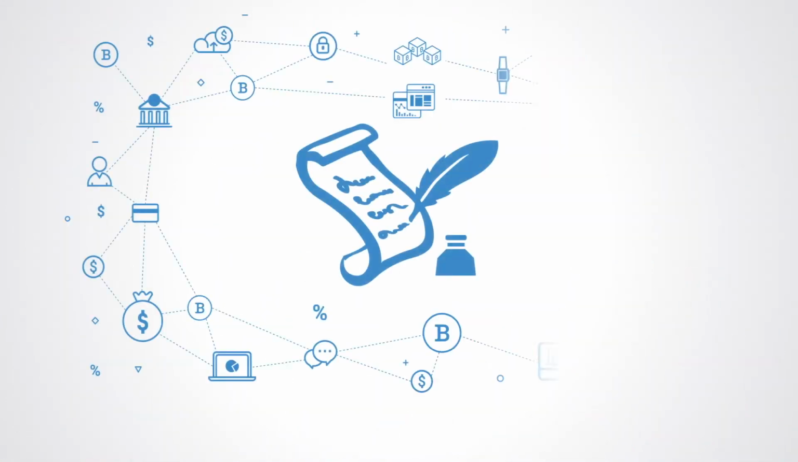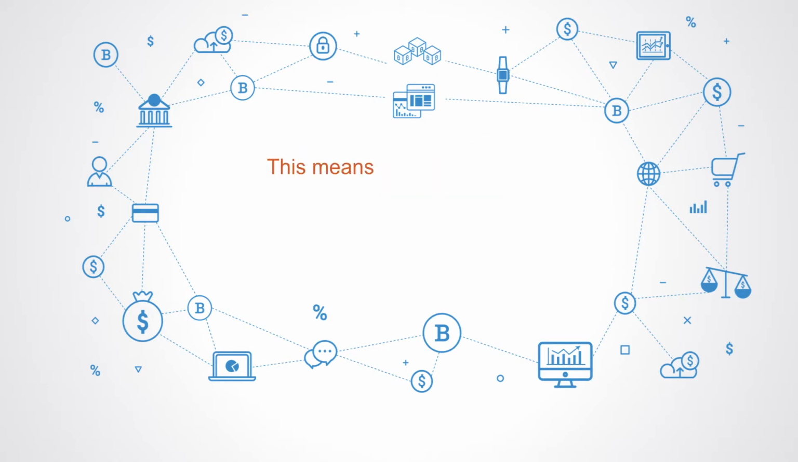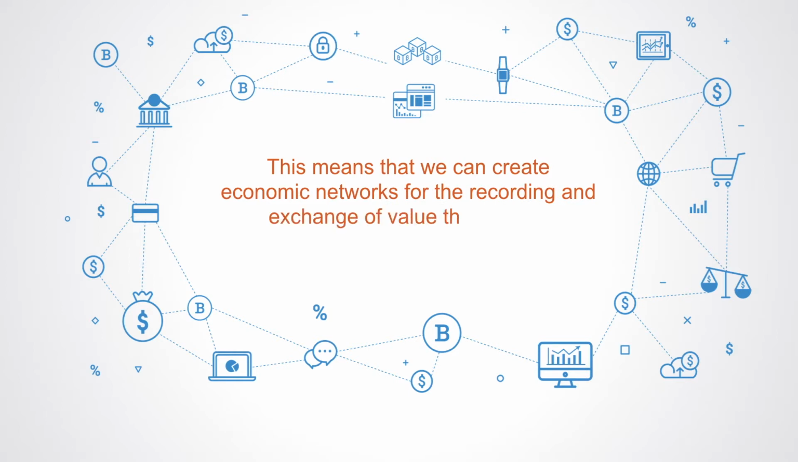Ledgers are so pervasive and the possible applications of blockchain so all-encompassing that some of the most fundamental principles governing our society are now once again up for grabs. The blockchain is a distributed ledger that does not rely on a trusted centralized authority to maintain and validate the ledger. This means that we can create economic networks for the recording and exchanging of value that are not dependent upon the centralized systems that currently run our economies and society.